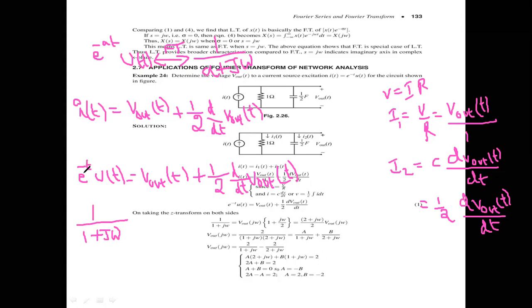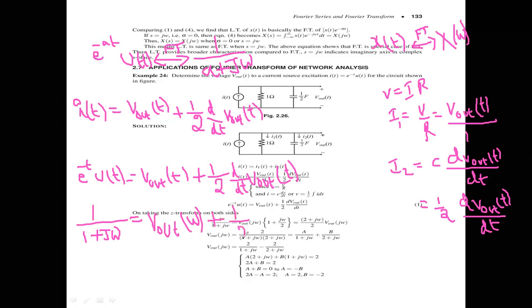Follow me, my dear students. Here the 1 is equal to V out of t. So x of t, what is the x of t? The Fourier transformation of the time domain function is x of omega. Instead of x, here it is v. So v out of t becomes V out of omega.